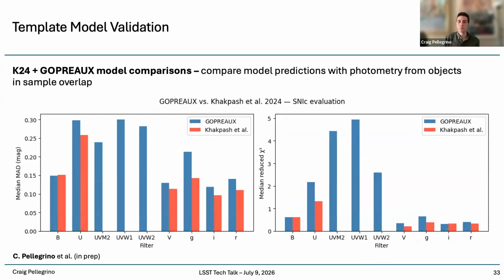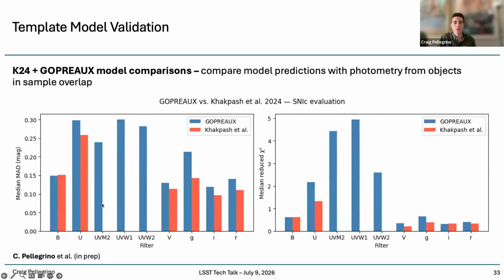So given how well their templates performed, we wanted to compare our own predictions with their templates. In particular, our samples have quite a bit of overlap, so we're able to do a sort of apples to apples comparison by comparing the predictions from each model to the actual observed photometry for objects in both samples. And so we can quantify the amount of deviations between the models and the observations themselves on a per filter basis. So the results of that analysis are shown here in these two bar charts.